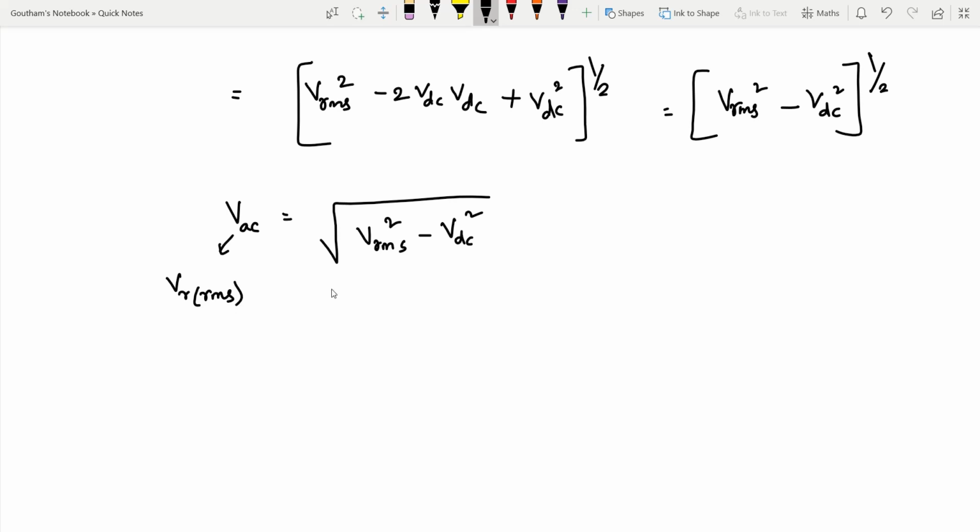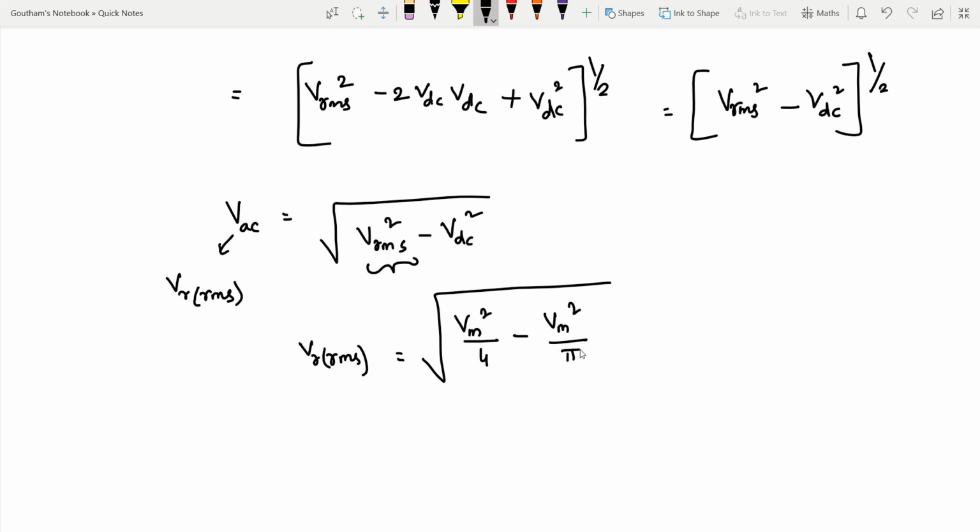Now let us try to find Vr RMS. What is VRMS of the half wave rectifier? That is nothing but Vm by 2, so VRMS square is Vm square by 4. What is VDC? VDC we computed to be Vm by pi, so VDC square is Vm square by pi square. If we compute this, it will turn out to be 0.385 Vm.